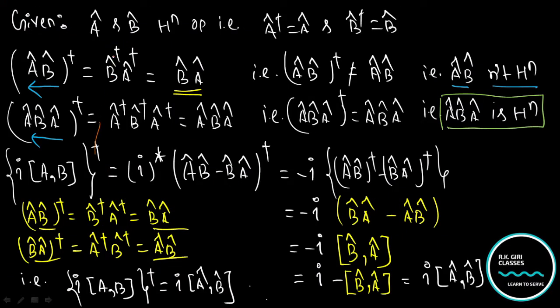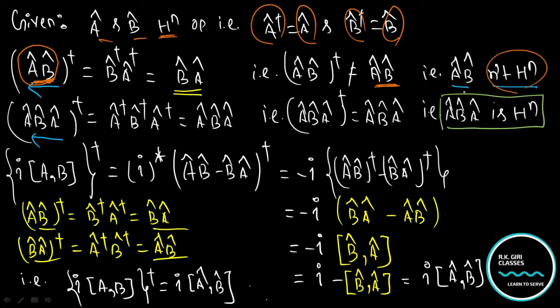And the given question was like this. So you have A cap and B cap, both are Hermitian. That means A dagger is equal to A, B dagger is equal to B. First you have to check AB, both in multiplication: is it Hermitian or not? That means if (AB) dagger is equal to AB, then it will be Hermitian, and my answer is not Hermitian. Check it out.